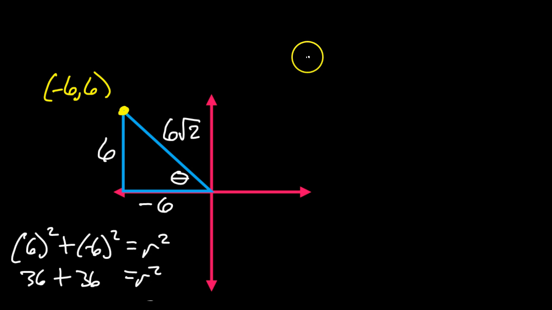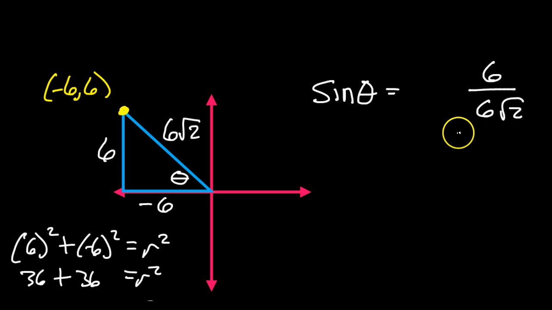Okay, so we will have the sine is opposite over hypotenuse. So that would be 6 over 6 radical 2. But these 6's are going to cancel out. So that's going to leave 1 over radical 2. We need a 1 up there as a placeholder.